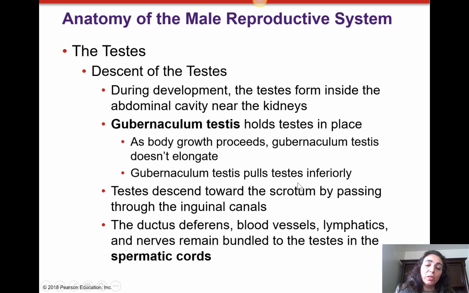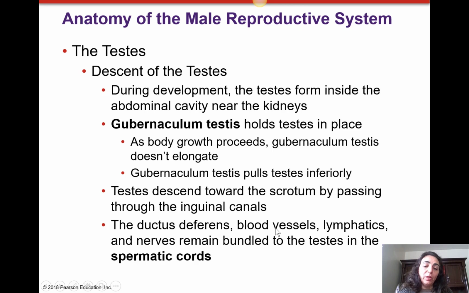Gubernaculum testis pulls testis inferiorly. So you will see that it is not that this one, gubernaculum testis, is pulling the testis down. It is that it keeps the testis in the original position that it was. And as all the other parts of the body are growing, then it remains in the place that it was, and therefore it seems that it's going down. Testes descend toward the scrotum by passing through the inguinal canal. I will show the route to you.